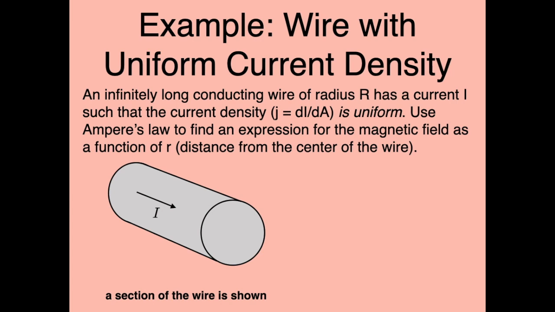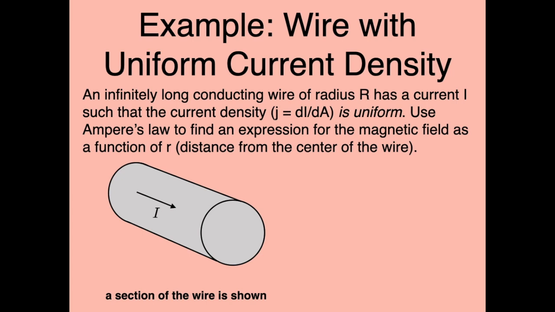So here's what the problem says. We have an infinitely long conducting wire of radius R, which has a current such that the current density is uniform. So remember what current density means. This is given by J. It's dI/dA, so the current per unit area in the wire. That's going to be uniform. So what we're going to do is use Ampere's law to find an expression for the magnetic field as a function of r, distance from the center of the wire.